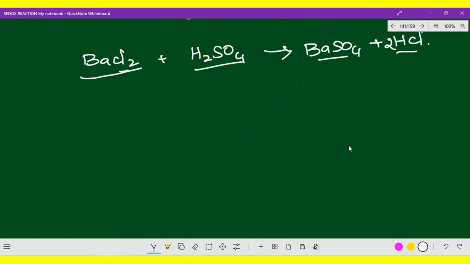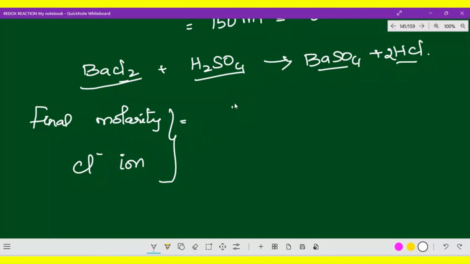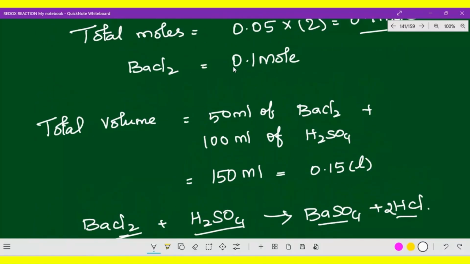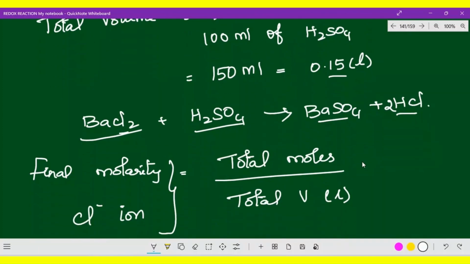Now, next one, final molarity we have to identify. So final molarity, how to identify? Total moles of Cl minus ion especially, divided by total volume in liter. Please note down. So total moles, you know very well. What is the total moles? Here we just bring it now. Total volume, how much is this? That's all, we just apply the values.